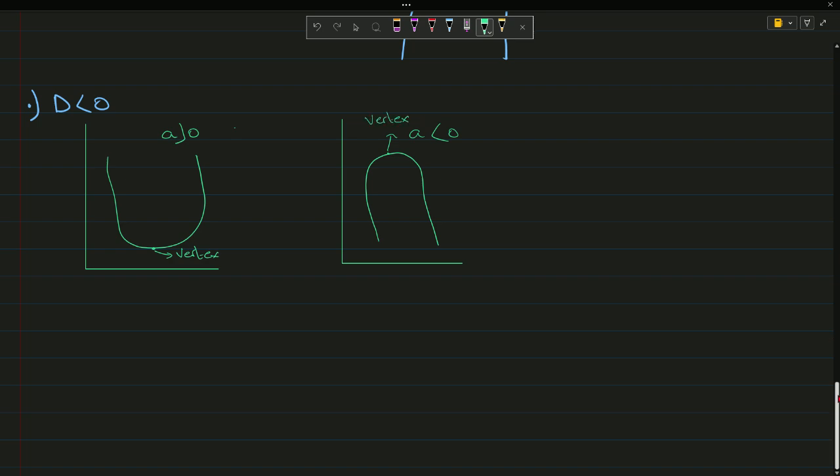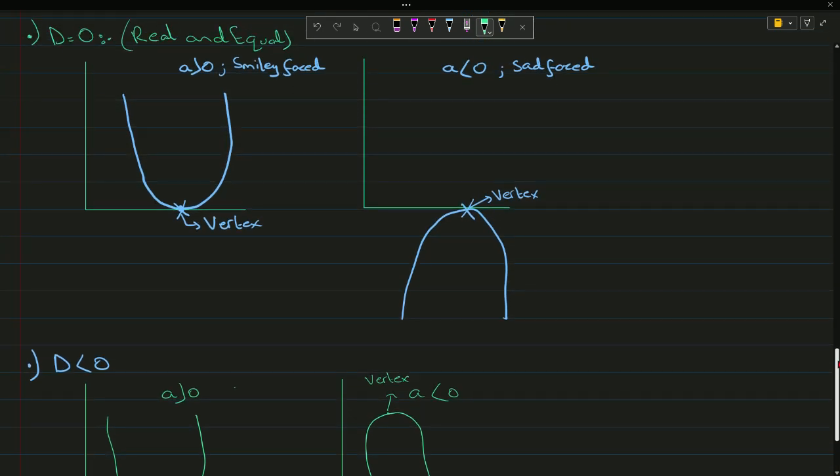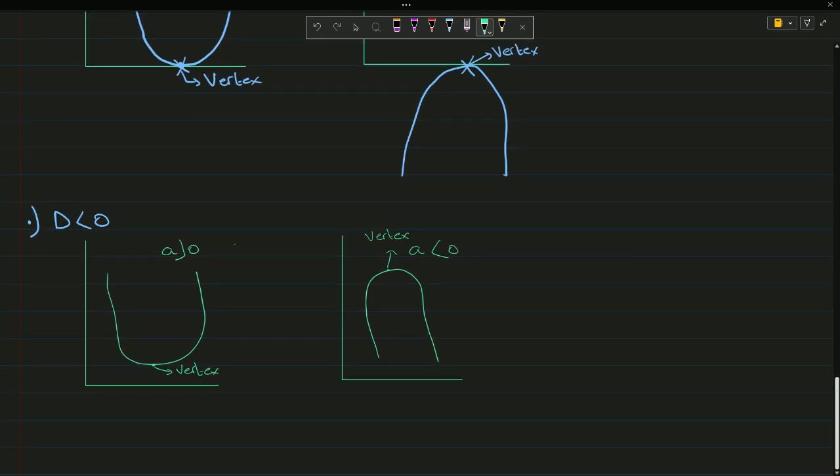Alright, now I'll just write it all below it for you guys to copy. This would be complex roots, okay? If the value of discriminant is less than 0, then we would say that such roots are complex roots, okay?